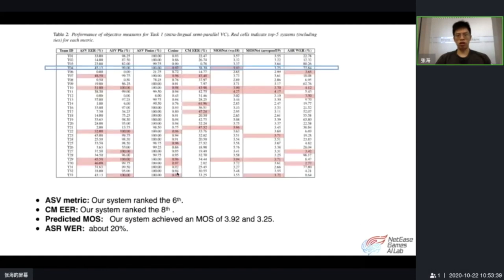Here are the objective evaluation results for task one. From the ASV metrics, our system ranked 6th place. And for CER, it ranked 8th place. And for the predictive MOS, our system achieved about 392 and 325. For SER, our system achieved about 20% error rate.